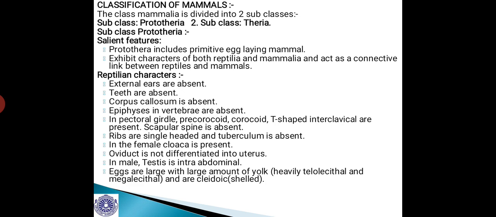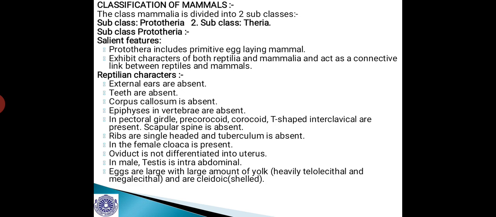And coming to reptilian characters. External ears are absent, teeth are absent, corpus callosum is absent, epiphyses in vertebrae are absent, and in the pectoral girdle, precoracoid, coracoid and T-shaped interclavicle are present. So all these are reptilian characters too. And the scapular spine is absent. So normally in the scapular bone, we come across a spiny projection in other animals, but in these mammals that is absent. Then ribs are single-headed and the tuberculum is absent.